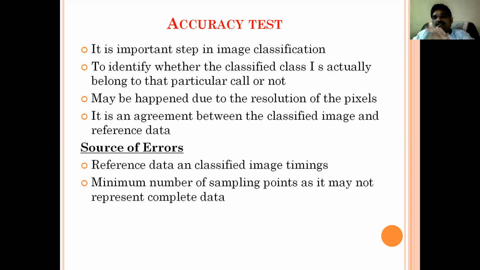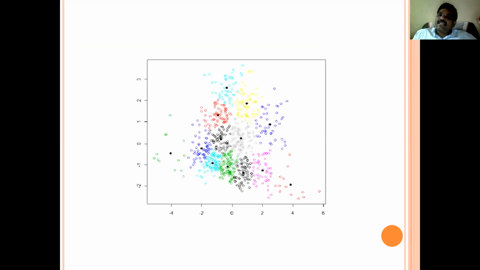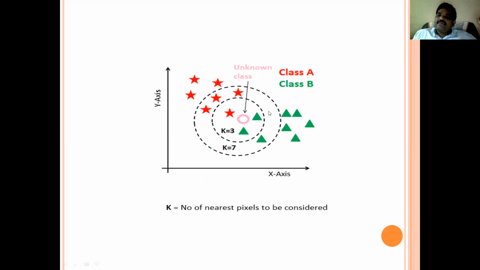Accuracy test: it is the important step in image classification, to know whether a class actually belongs to that particular class or not. See here is a color, this is a class, some typographical error. Why may it happen? Because of the mismatch of resolution. Sometimes it may happen. How can I confirm that it belongs to this category only?